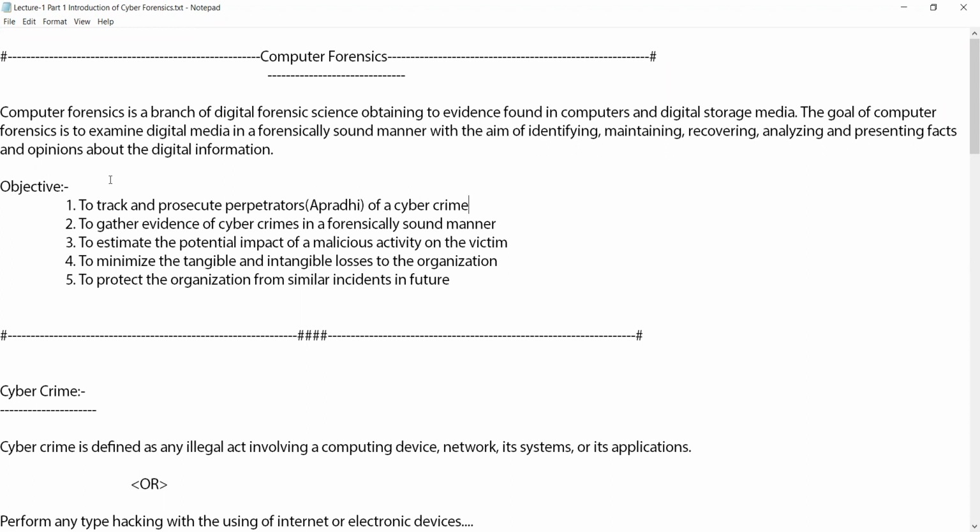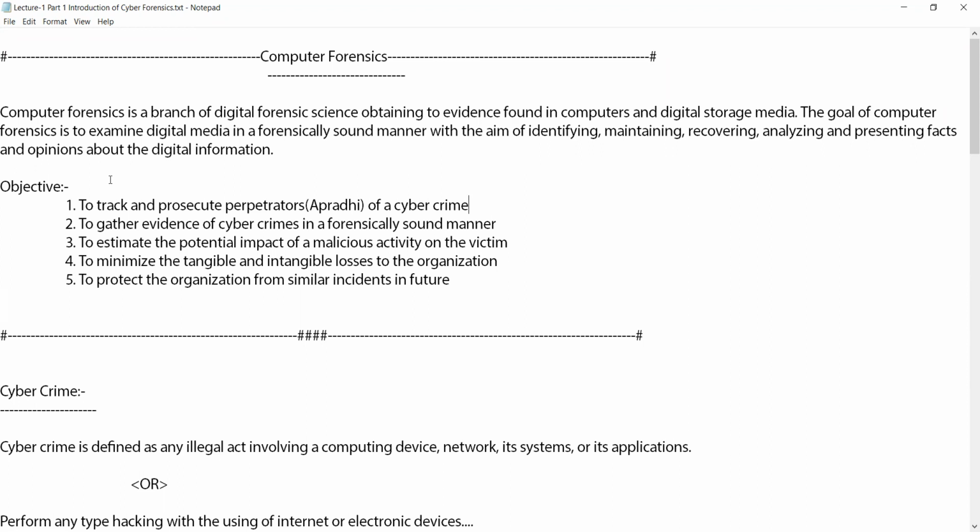The fourth objective is basically to minimize the tangible and the intangible losses of the organization. So what are tangible losses? Tangible losses are the type of losses we can see directly, like hardware related losses. The intangible losses are the software as well as application based losses. So you need to minimize both types of losses, tangible and intangible.